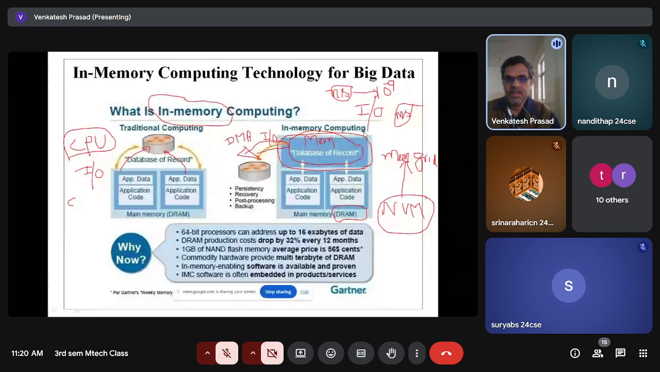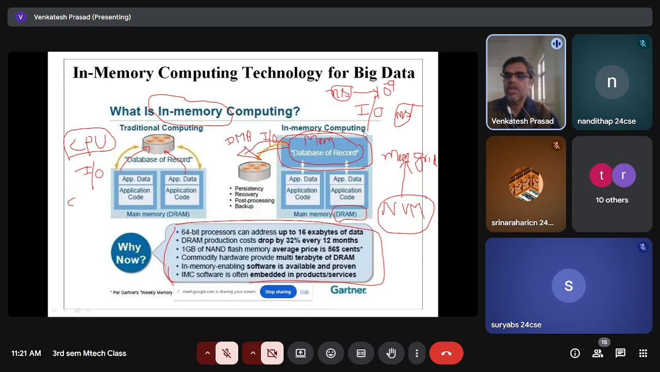So that's a difference. Let's see why we talk about in-memory computing. This is old data, about 10-year-old statistics. Anyway, it's still relevant, only the data that we are handling has increased exponentially. It's much more than this exabytes; an exabyte is I think 1,000 times a petabyte. So 16 exabytes of data is old data.